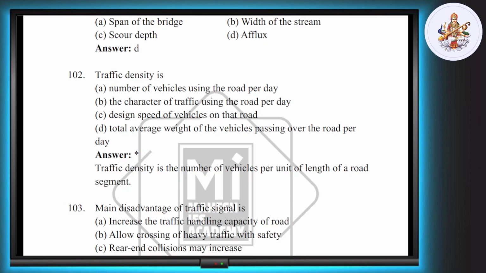Question 102. Traffic density is. Correct answer: number of vehicles per unit length of a road. Explanation: think of it as traffic crowding, not per hour, but per kilometer.